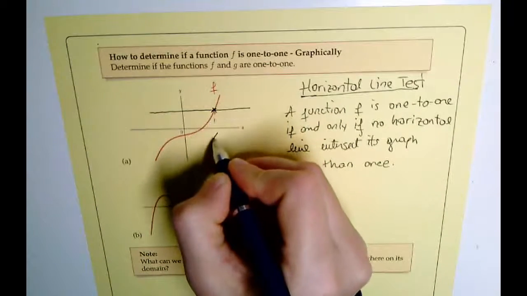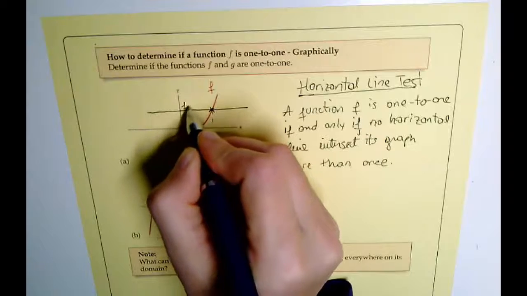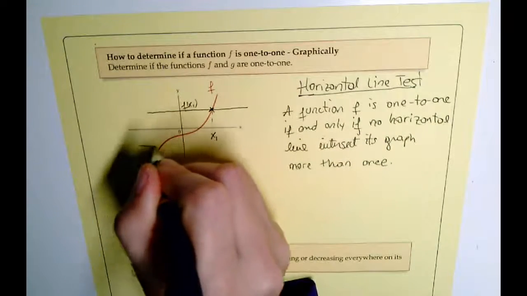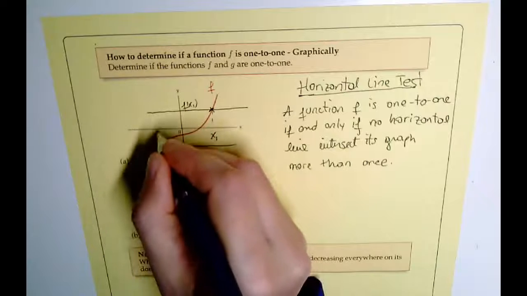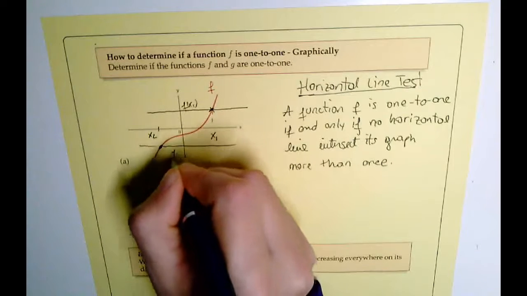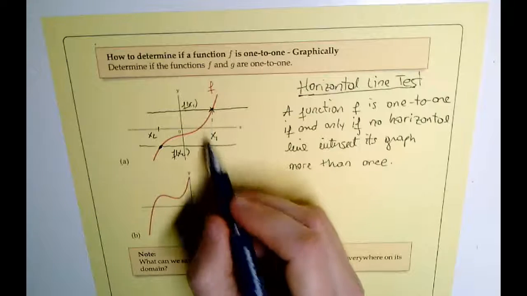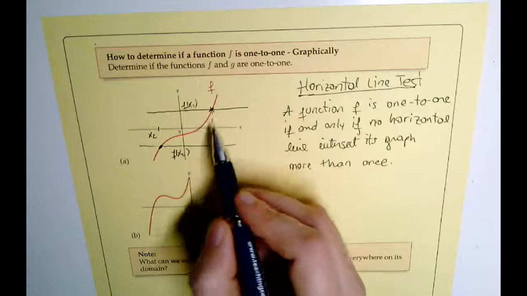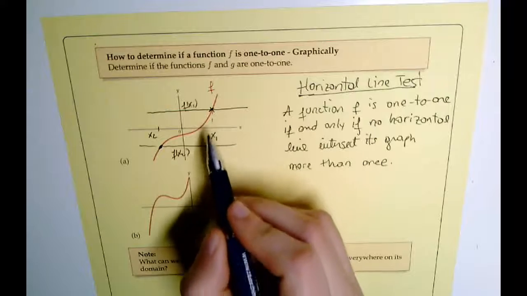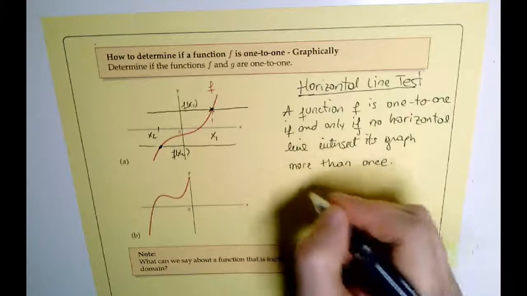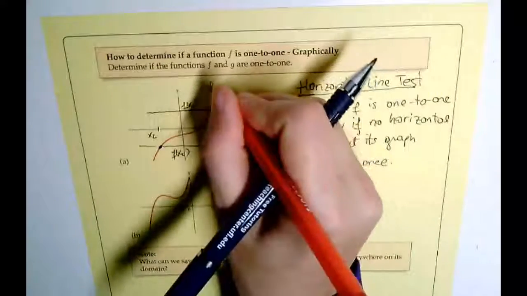That means that for an input x1, I have f of x1. I only have one output. If I draw another horizontal line anywhere, what does that mean? For another input x2, I have exactly one output. So drawing a horizontal line means we're making sure that there is a 1-to-1 correspondence between the input and the output. So yes, for this, yes, 1-to-1.